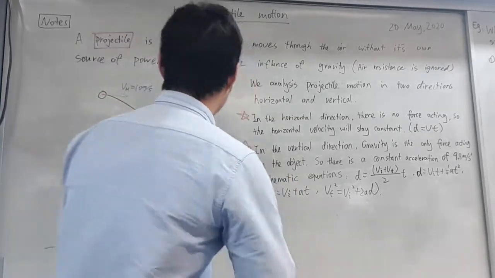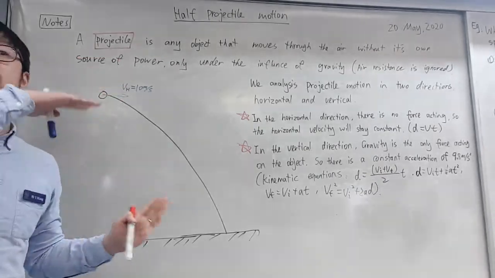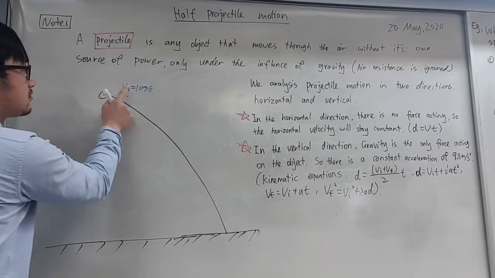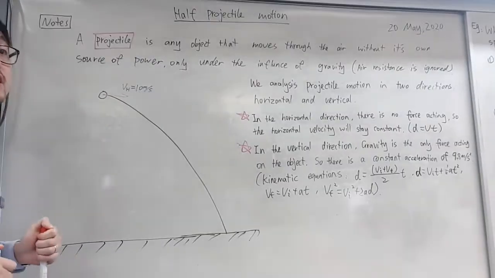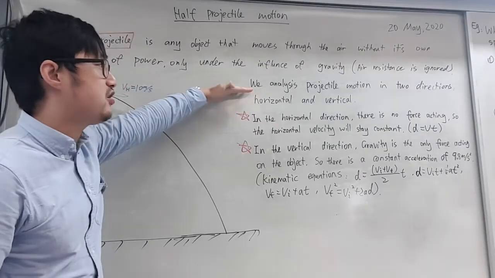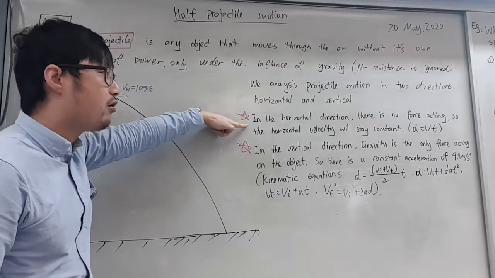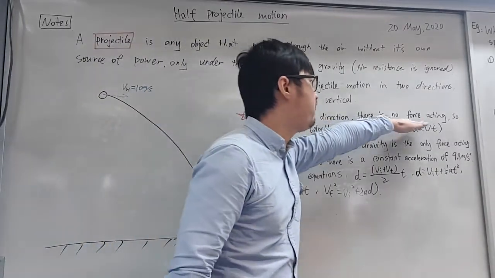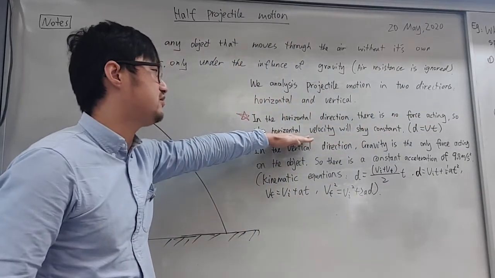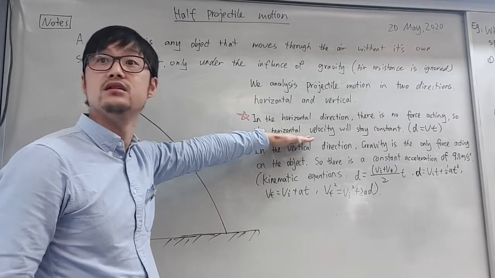So what is that new method? The new method is this. We have to look at this in two directions, because we can analyze it in two directions. At the moment, the speed horizontally is 10 meters per second, right? Over here, I've written down that when we analyze projectile motion, we have to analyze it in two directions, horizontal and vertical. In the horizontal direction, there is no force acting. If there's no force acting, according to Newton's first law, the horizontal velocity will stay constant.